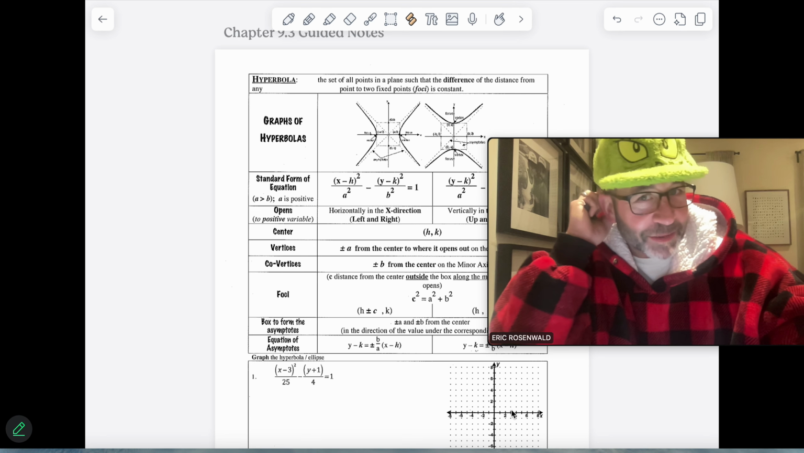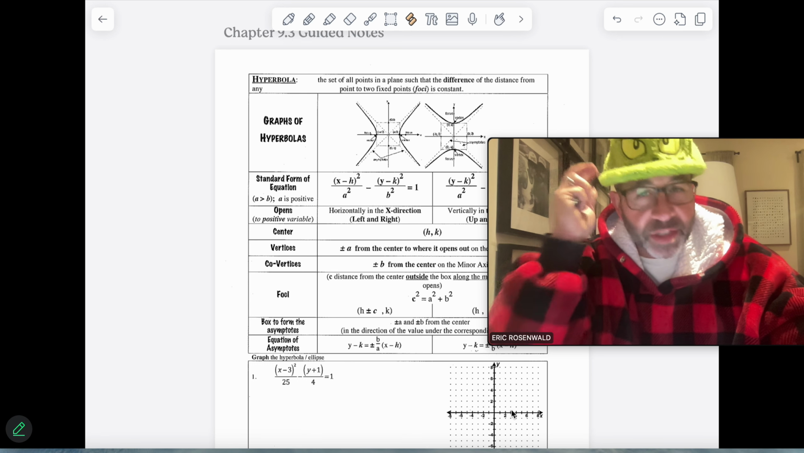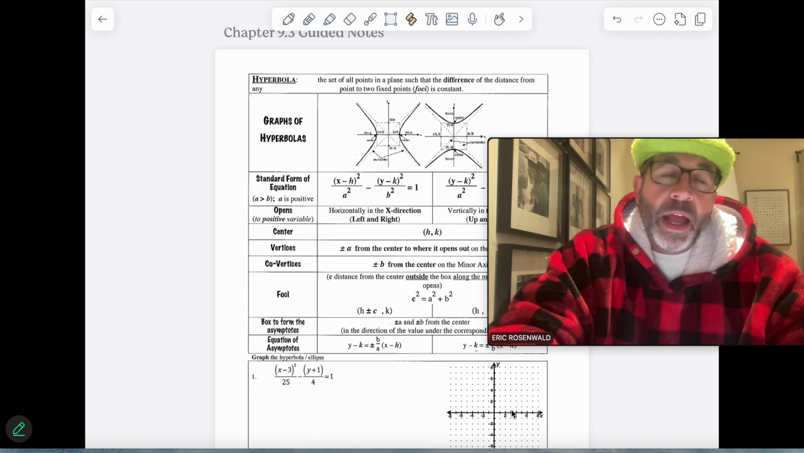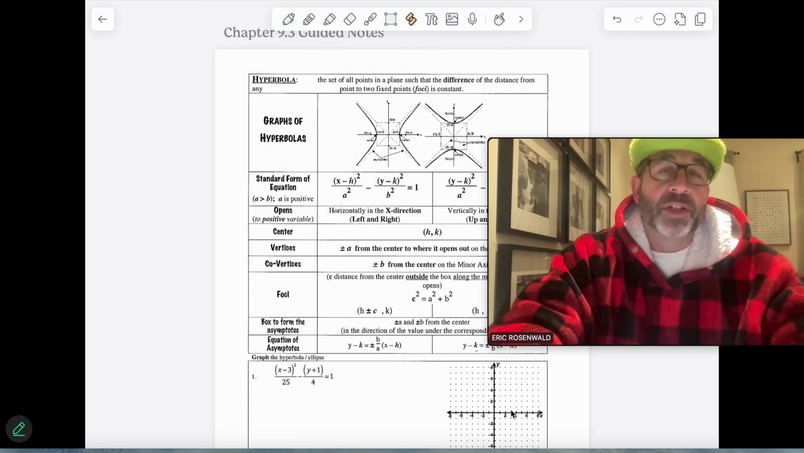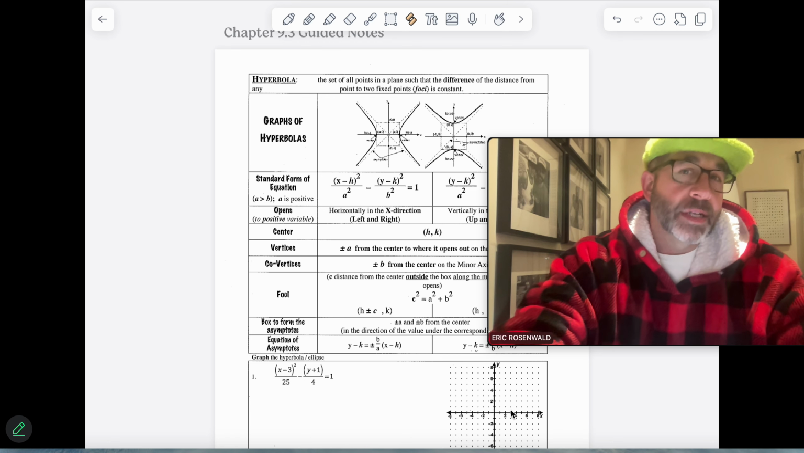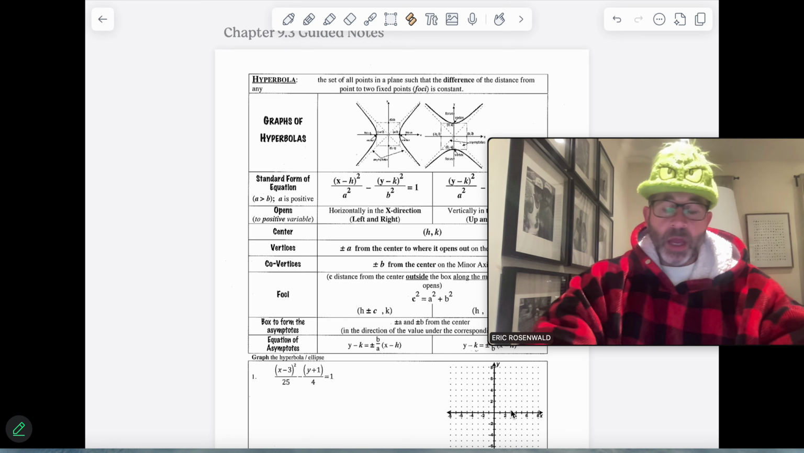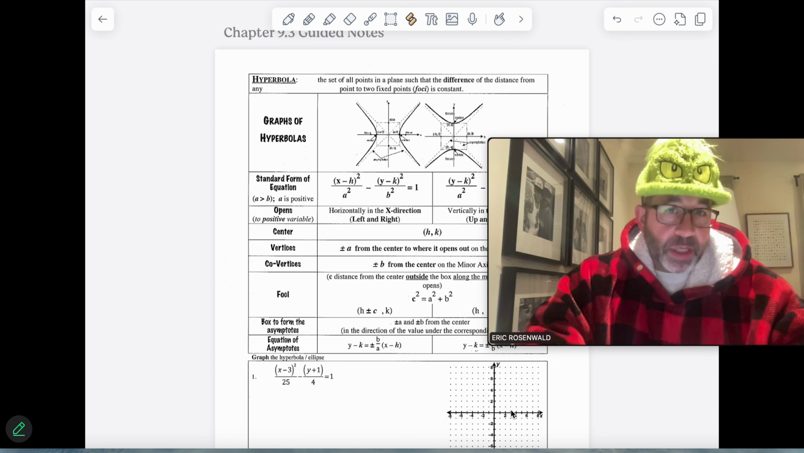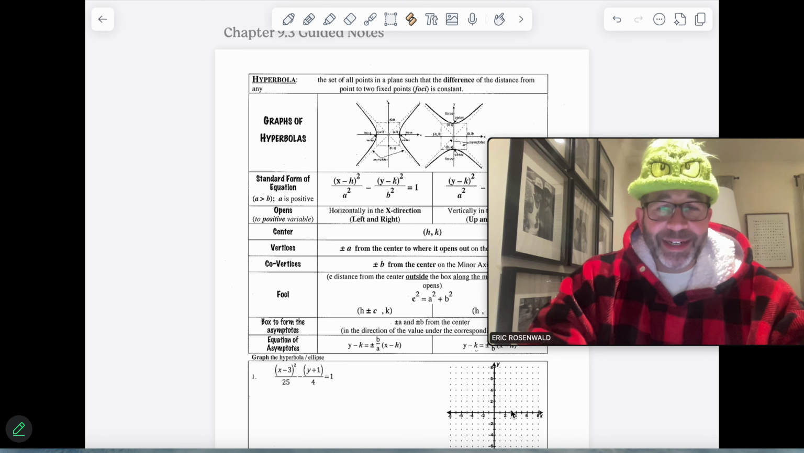We are going to be doing chapter 9 section 3, which is dealing with all things hyperbolas, and this will be the last section of chapter 9 that we're going to be dealing with. So hyperbolas is just another type of conic section.